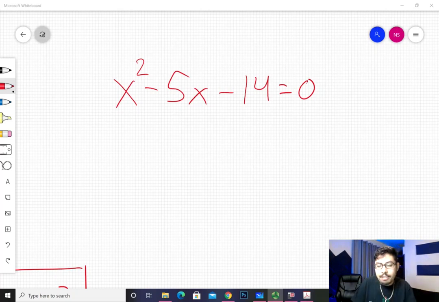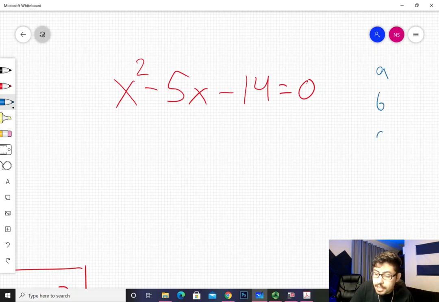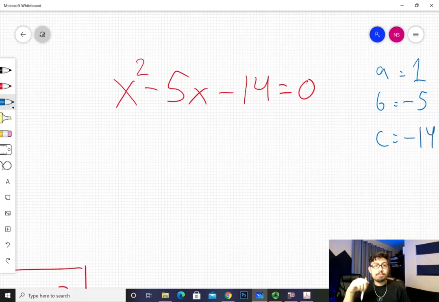X squared minus 5x minus 14 equals 0. Step number 1, make sure one side of your equal sign is equal to 0. Like I said before, in this specific example, step 1 is already done for you. Step number 2, make a key: A, B, C. A in this case, I already know it's a 1. There's an invisible 1 in front of that first variable, x squared. A is 1, B is -5, C is -14. Perfect.